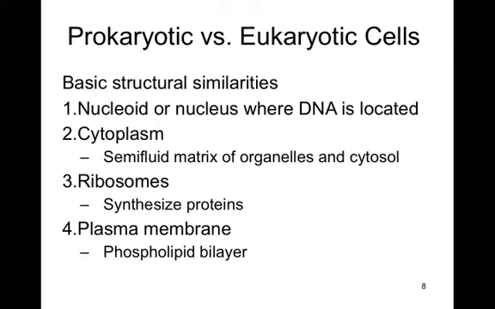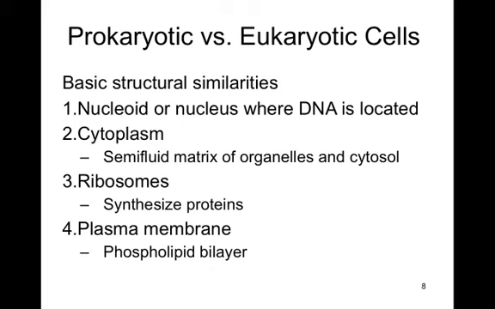Both prokaryotes and eukaryotes contain ribosomes, which is really important because ribosomes are necessary for the synthesis of proteins. The instructions on the DNA are translated into proteins by the ribosomes. And both prokaryotic and eukaryotic cells have a plasma membrane, which is composed of a phospholipid bilayer. We'll learn a lot more about the phospholipid bilayer in the next chapter.